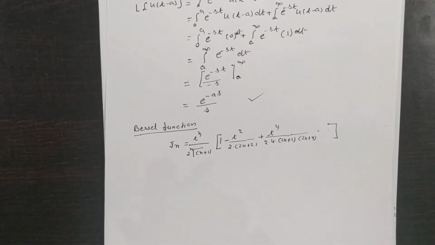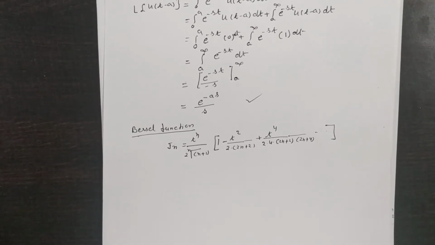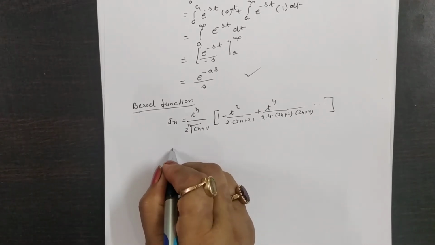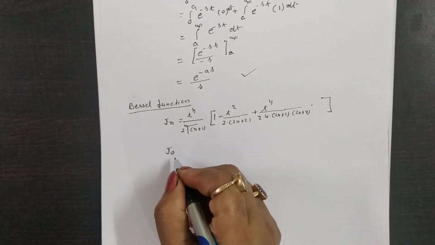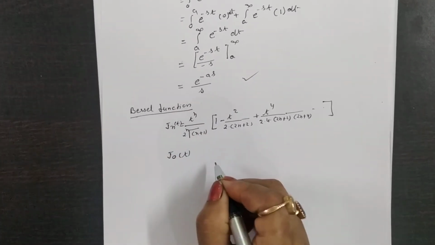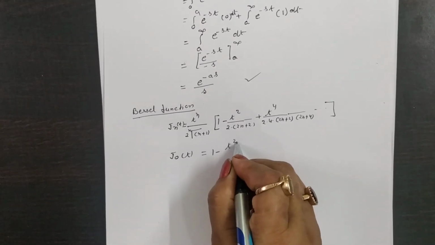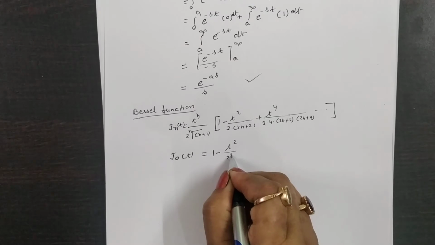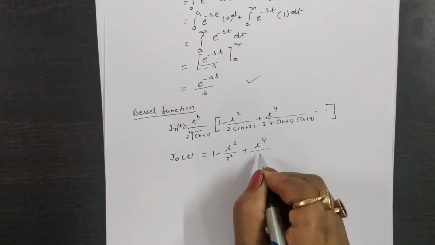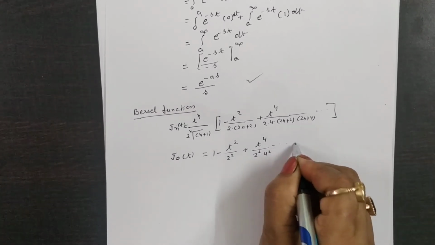Now we want to find the zeroth order Bessel function. For the zeroth order, we substitute n equal to 0 in this Bessel function. So this can be written as J0(t), which is equal to 1 minus t square by 2 square, plus t to the power 4 divided by 2 square into 4 square, and so on.